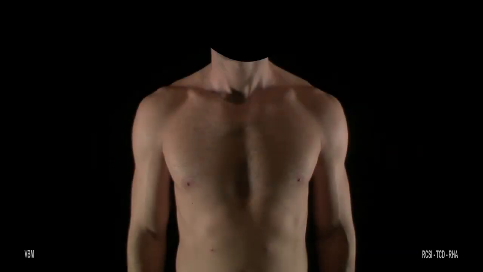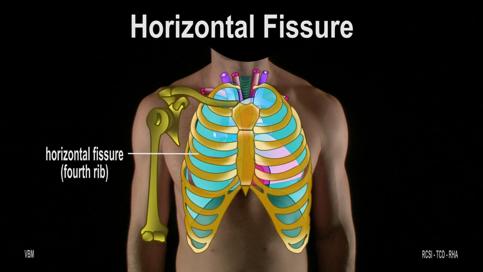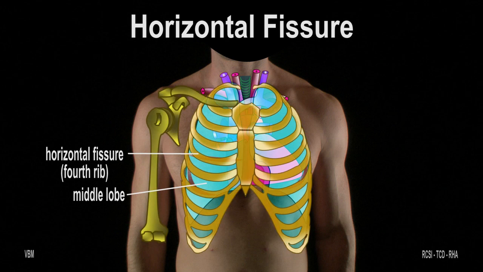Horizontal fissure. The horizontal fissure follows the contour of the 4th rib and the costal cartilage. The surface marking of the middle lobe can be located by placing your left hand between the 4th and the 6th rib on the right side. Note, the nipple lies in the fourth intercostal space.